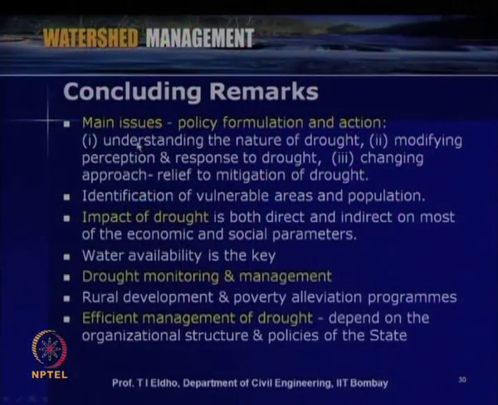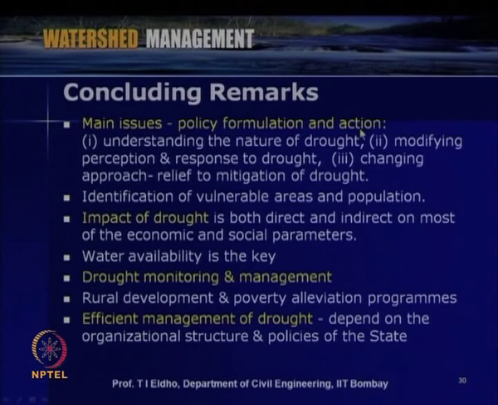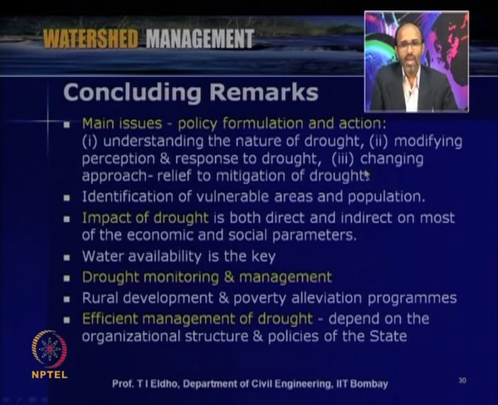So to conclude this case study, the main issues we have to see are policy formulation and action, like understanding the nature of drought, then modifying perception and response to drought, then changing the approach from relief to mitigation of drought, then identification of vulnerable areas and population. The impact of drought is both direct and indirect on most of the economic and social parameters, as we have already seen, and water availability is a key issue in many areas. Then drought monitoring and management, we should have effective management plans. Then rural development and poverty alleviation programs are very essential, which we have to see not only on a short term basis but on a long term basis. Then efficient management of droughts depends on the organization structure and policies of the state.